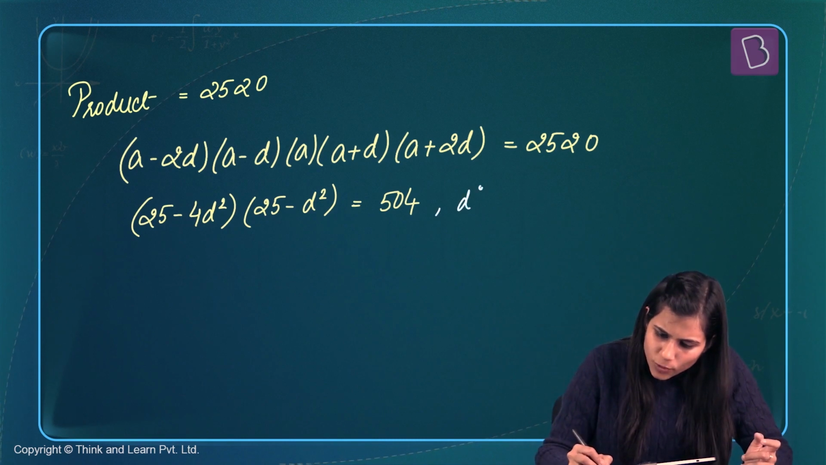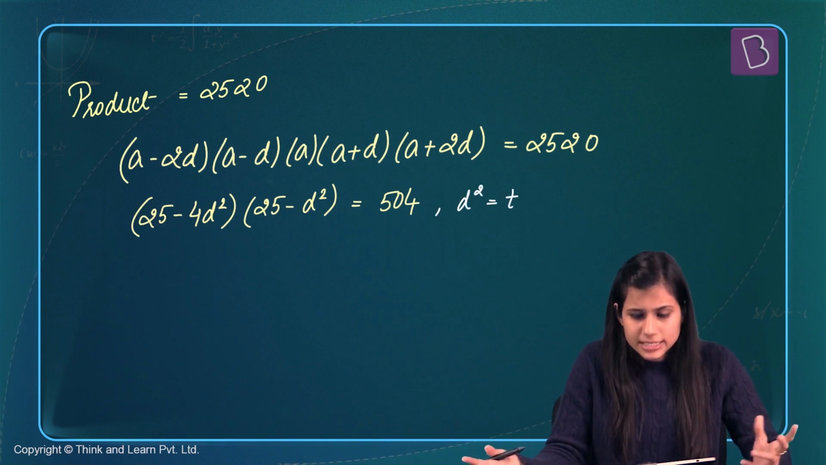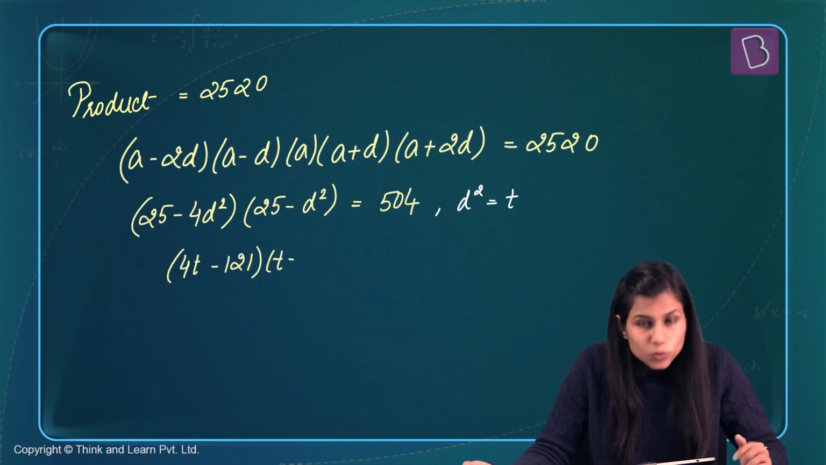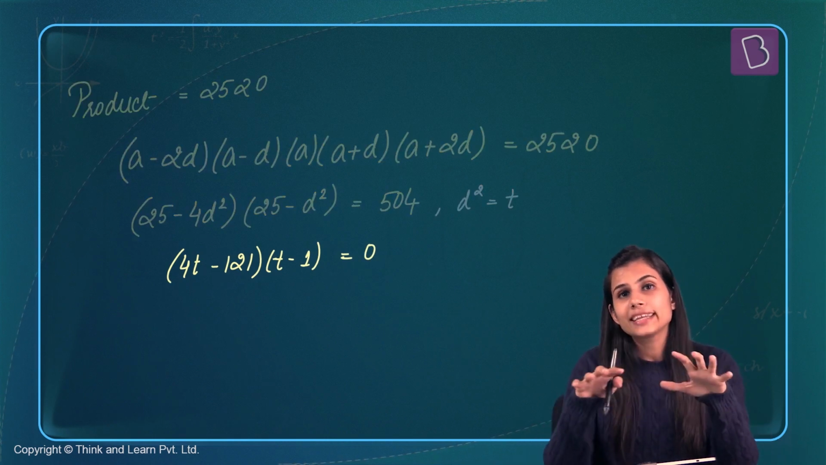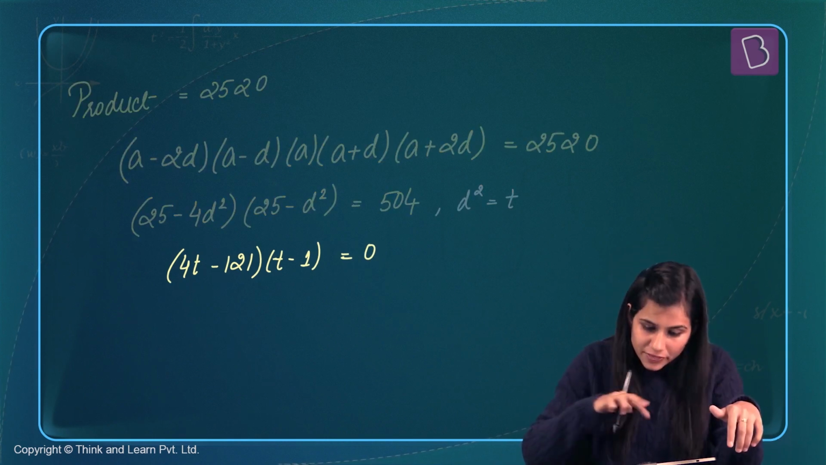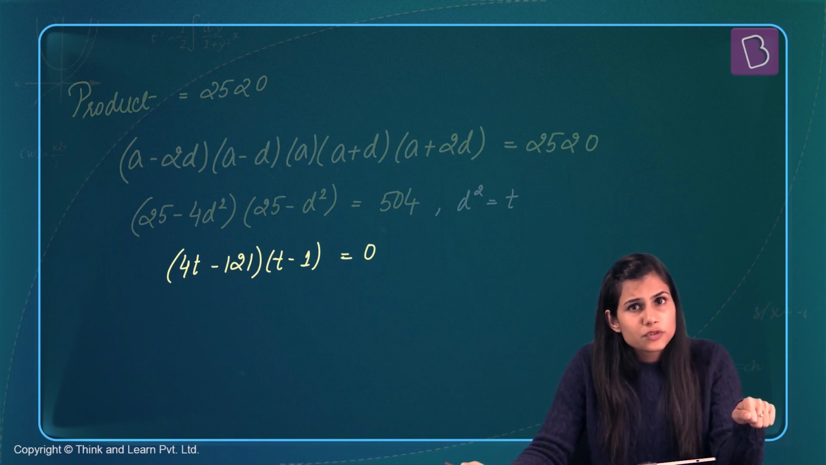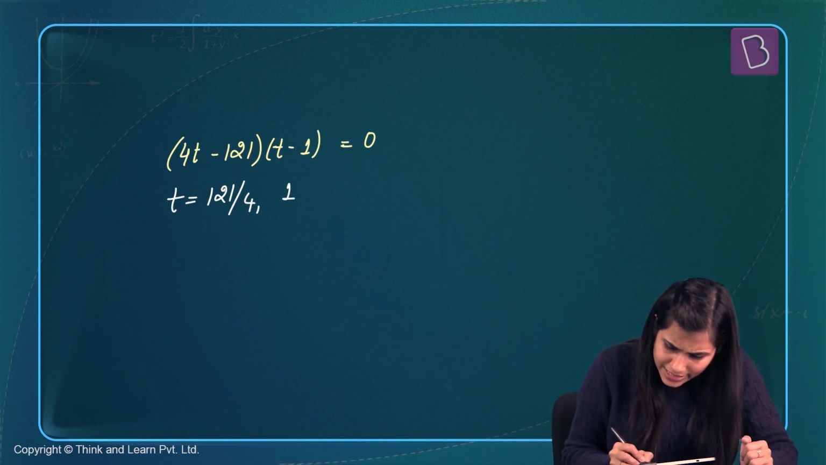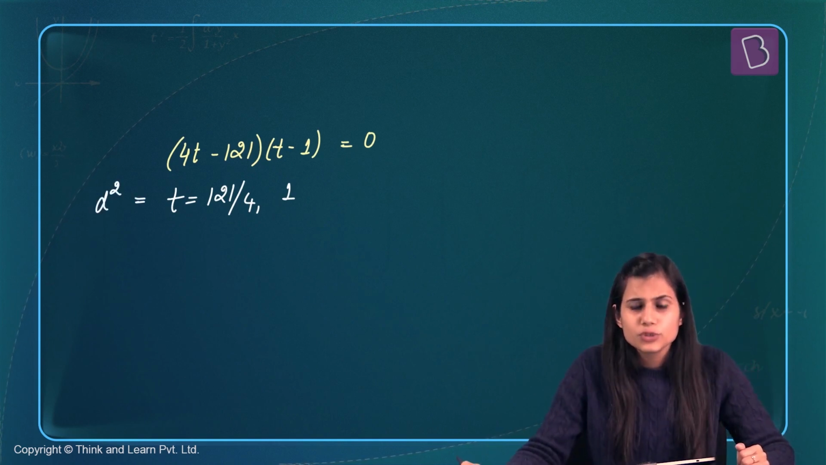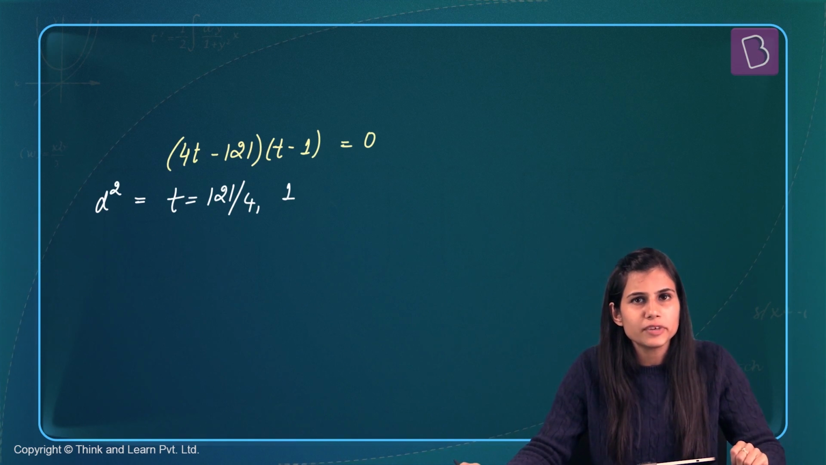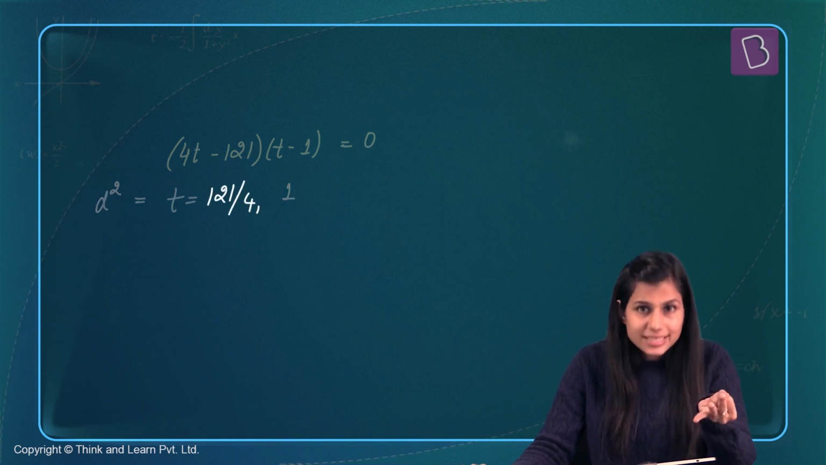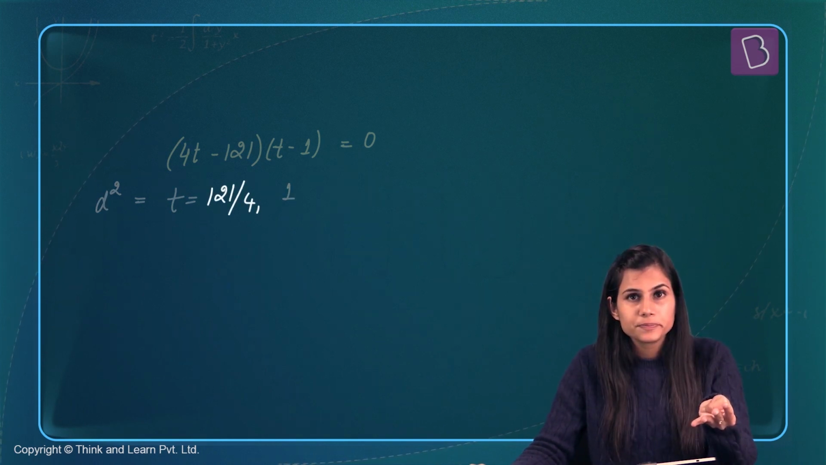When I take D square to be equal to T, just for convenience, and then solve and simplify further, what I get is 4T minus 121 into T minus 1 equals 0. Basically, you get a quadratic equation in terms of T, and when you factorize it, you get these two as the factors. Obviously, equating each one of them with 0 gives you T equals 121 by 4 and T equals 1. Now, T is nothing but D square. So in a way, I'm getting 4 values of D. Are you understanding? D can be plus 1 or minus 1 or plus 11 by 2, minus 11 by 2.